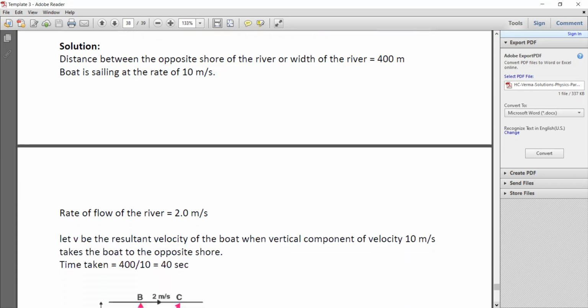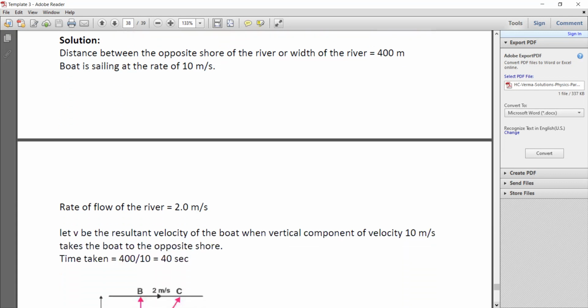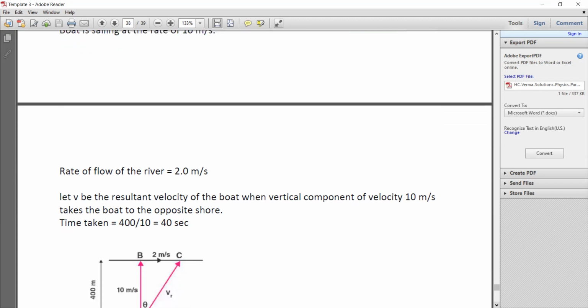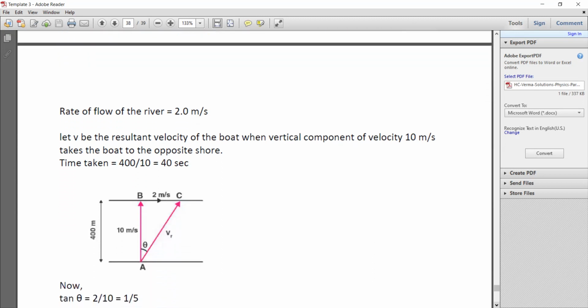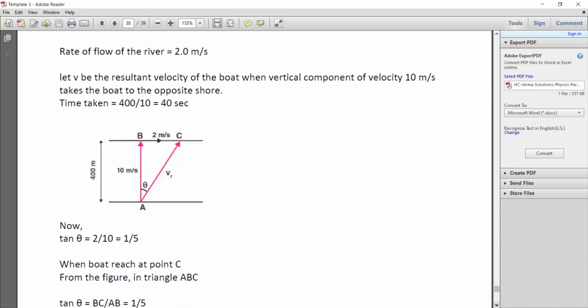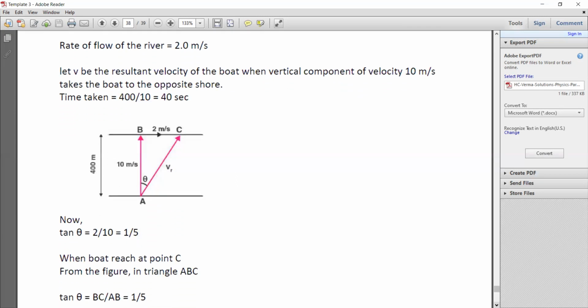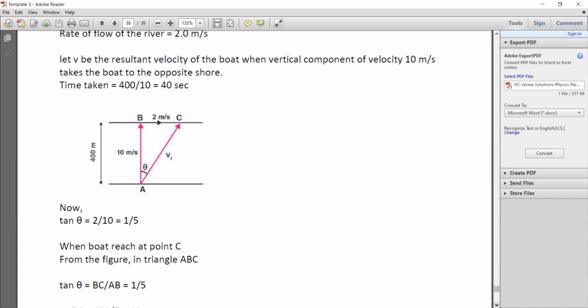Solution. Distance between the opposite shore of the river, or width of the river, equals 400 meters. Boat is sailing at the rate of 10 meters per second. Rate of flow of the river equals 2.0 meters per second. Let v be the resultant velocity of the boat. The vertical component of velocity, 10 meters per second, takes the boat to the opposite shore. Time taken equals 400 by 10 equals 40 seconds.